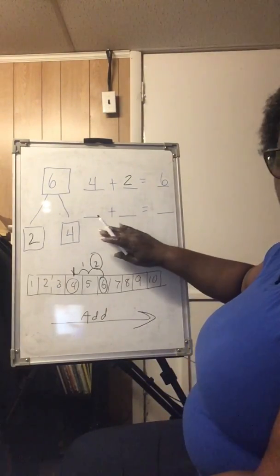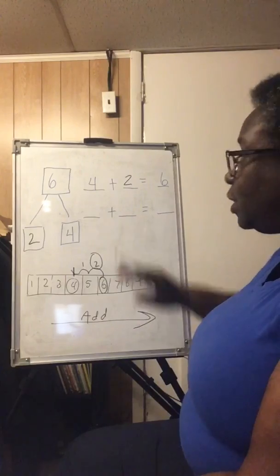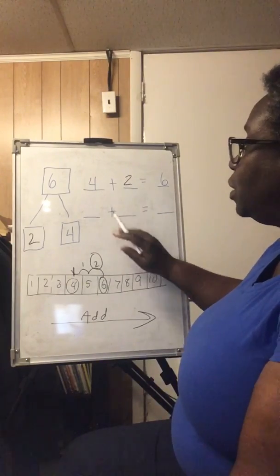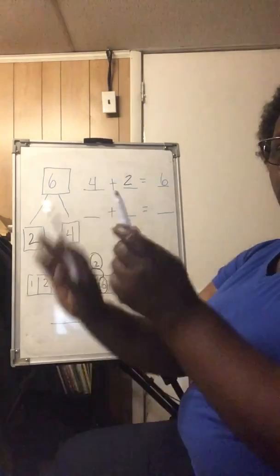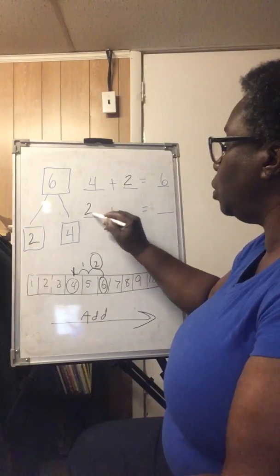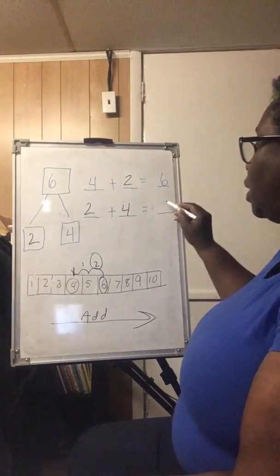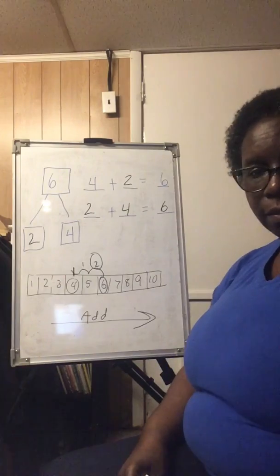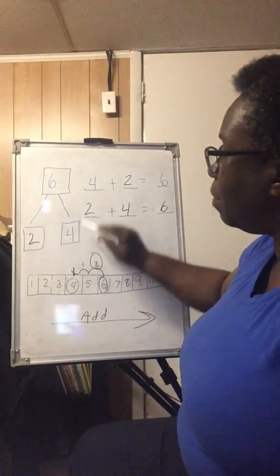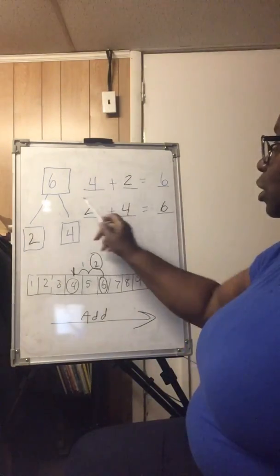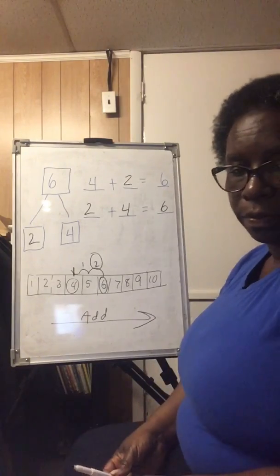And when they said to rewrite, you write the addition sentence. All you got to do is the same sentence. You're just switching your numbers. 2 plus 4 equals 6, because you're using the same numbers out of your number bond. You're just switching the order of your numbers.